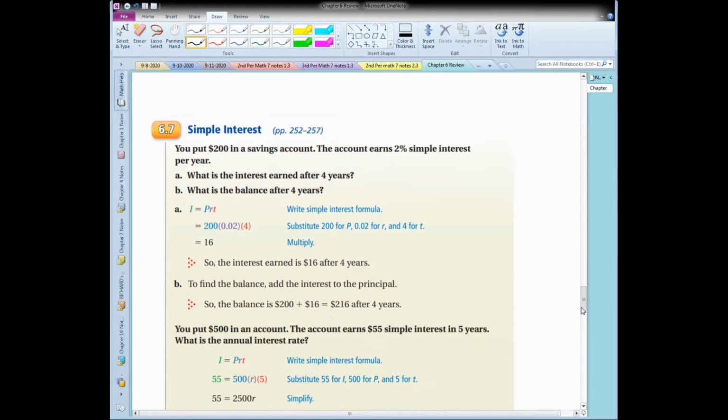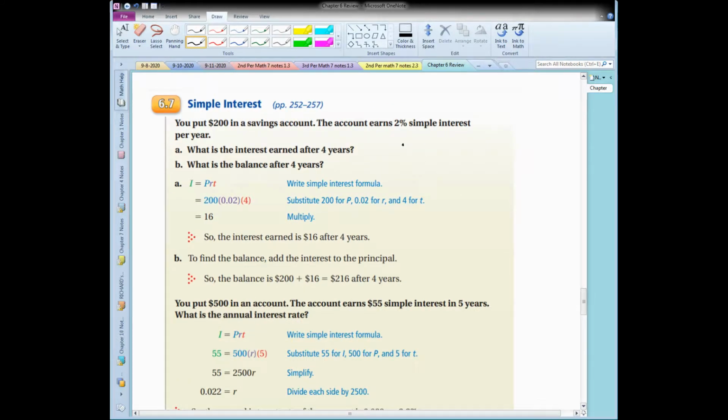And then finally, we talked about simple interest. The interest equals the principal times the interest rate, which is written as a decimal, times the time. Remember, the time is always in years. Okay. And if I am given a time where we're talking about months, then I need to divide the number of months by 12, and that will give me that amount in years.